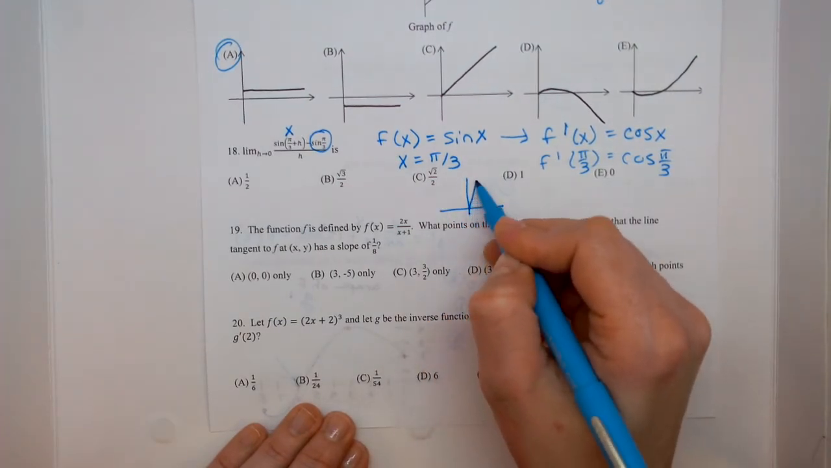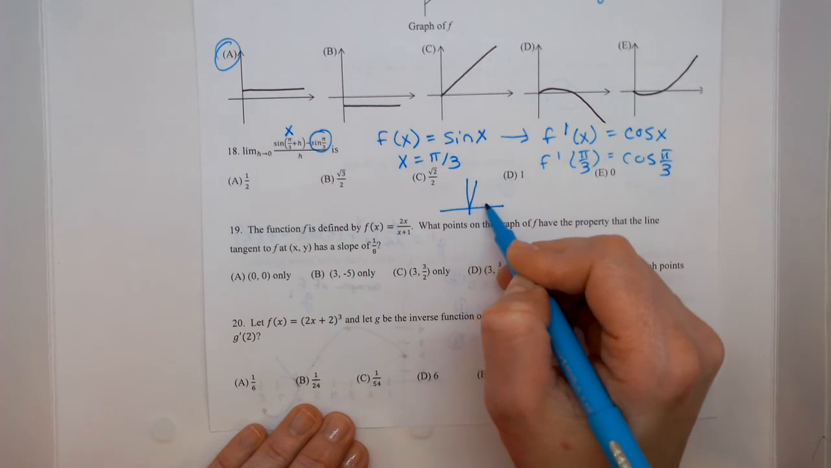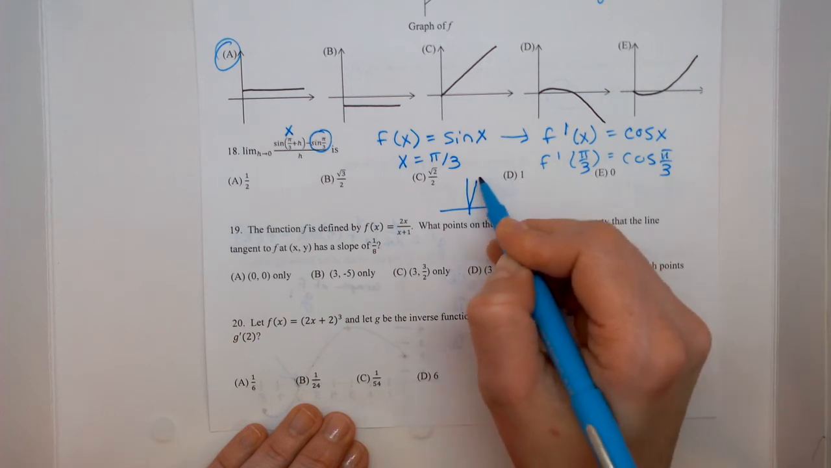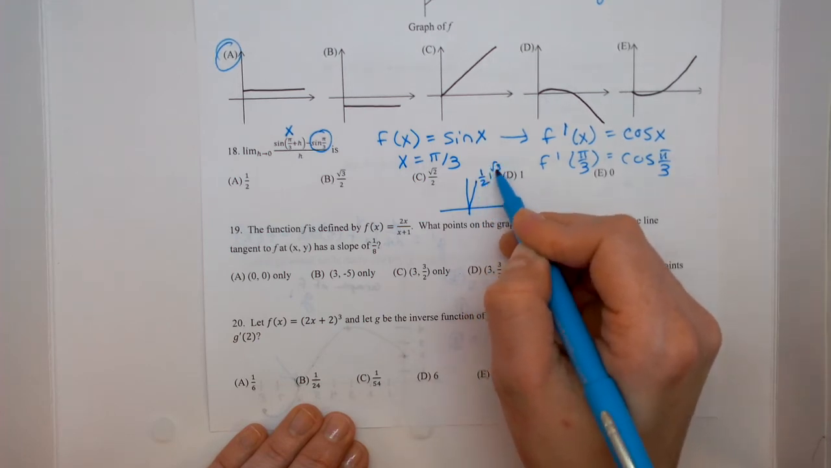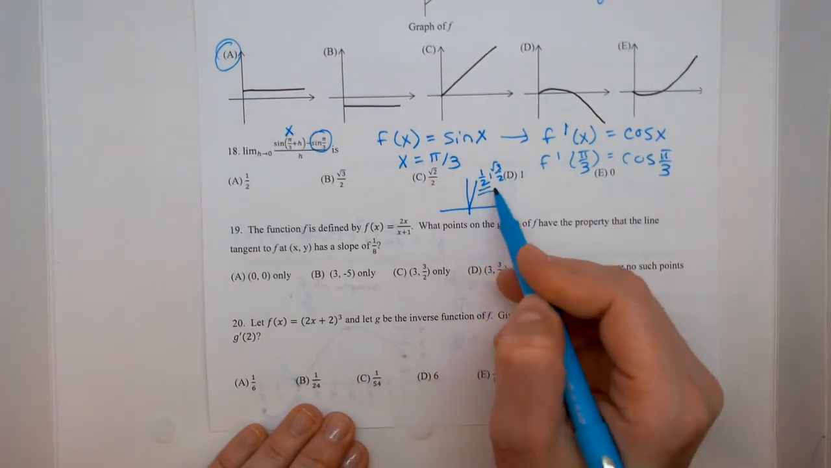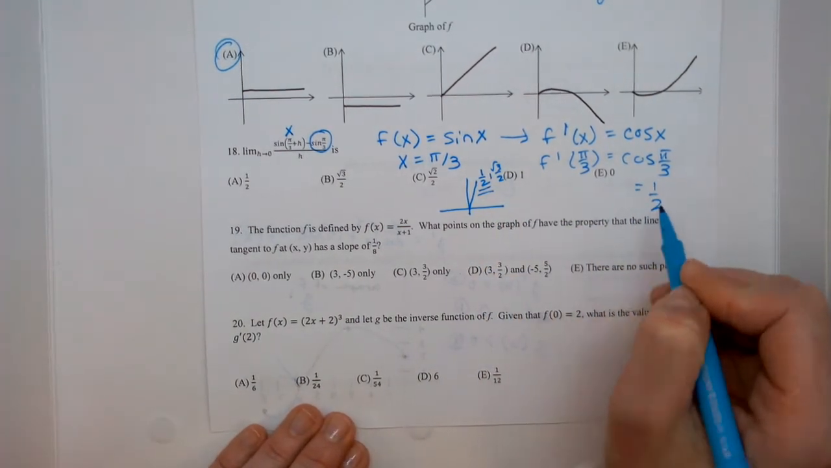Remember that pi over 3 is closest to the y-axis in the first quadrant, so I always do 3, 2, and 1. Okay, so cosine is the x value, so that is 1/2.